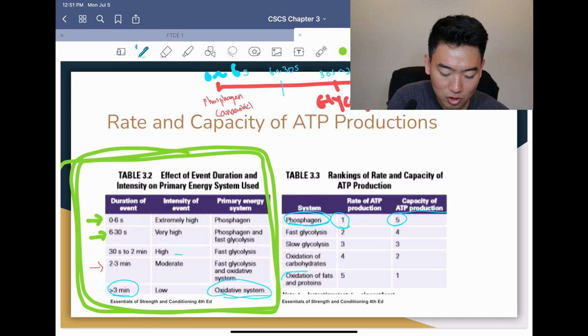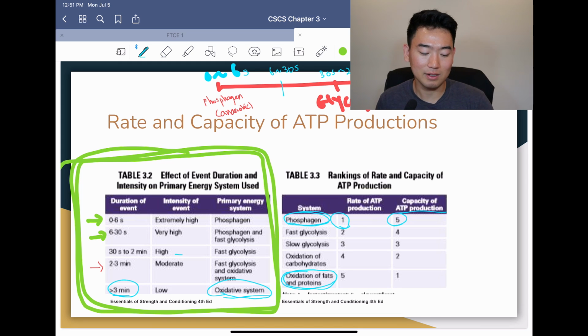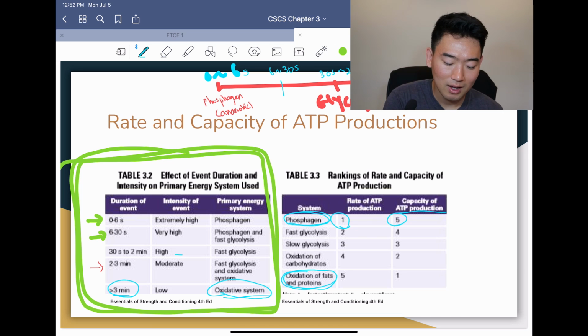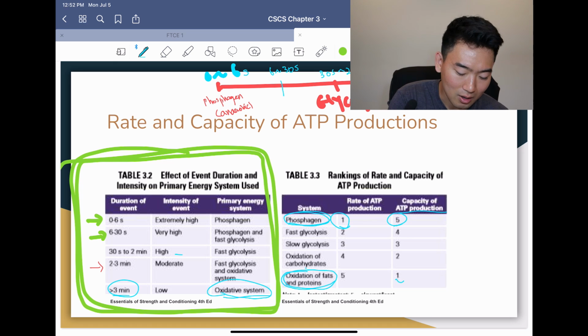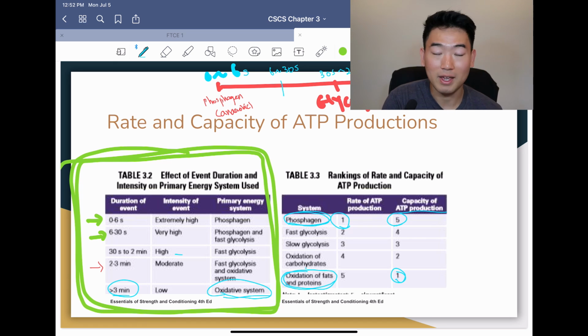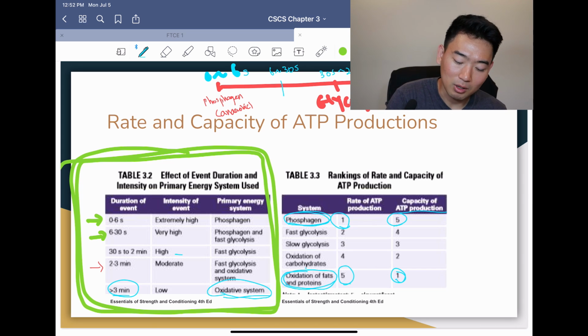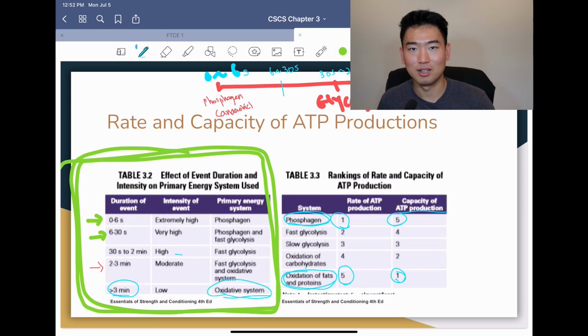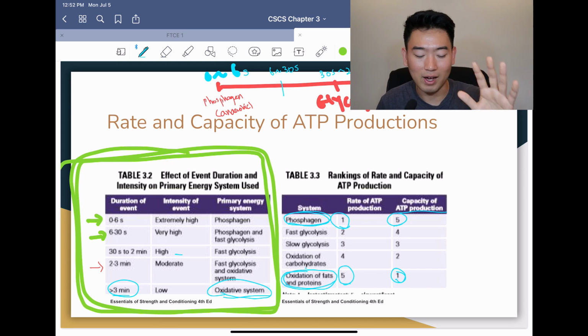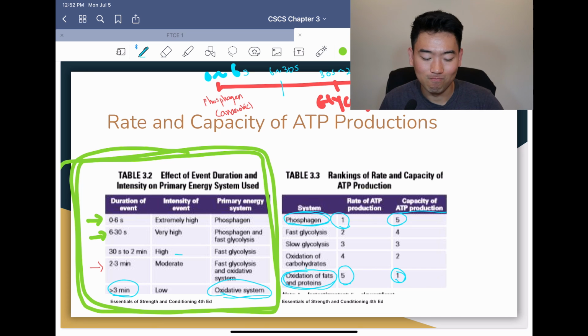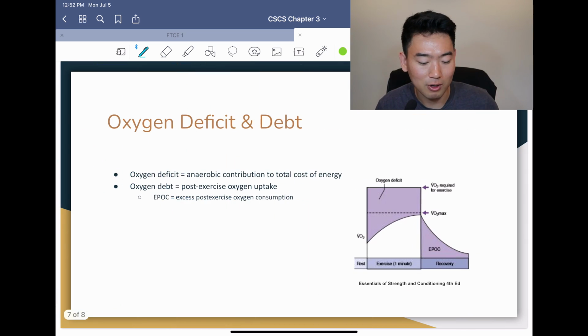The opposite end of the spectrum, oxidation of fats and proteins. Remember I told you that the oxidative system relies on fat and protein oxidation. That's why it's fats and proteins here. There's also carbs, but at the opposite end, yes, they make the most ATP because our aerobic or endurance athletes need a lot of ATP, right, to be able to keep up with their sports for a long period of time. But the rate at which they make this ATP is ranked number 5, and so that's what this chart is all about. Let me know if you have any questions on this chart, by the way.